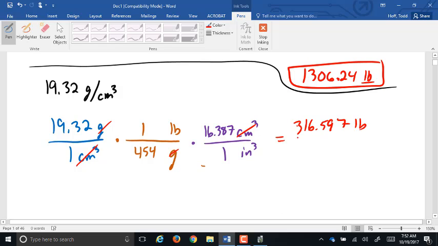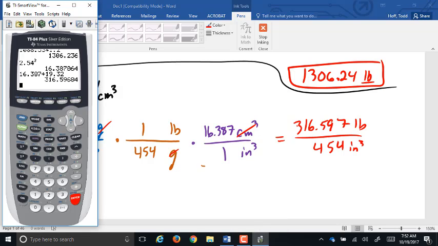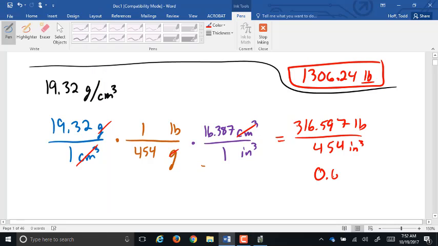And that is pounds on top. And on bottom, we've got 454 cubic inches. So we're going to divide that out. 0.697. So about 0.7 pounds per cubic inch is what we're looking at for gold.